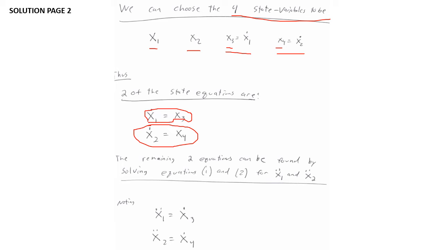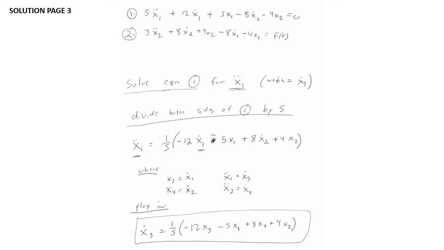Now for the remaining 2 equations, we can find these by solving equations 1 and 2 from the beginning problem statement for our x1 double dot and our x2 double dot, noting that x1 double dot is equal to x3 dot, and x2 double dot is equal to x4 dot. So now we want to go back for the next part of our solution and look at equations 1 and 2, rearrange and solve them for our x1 double dot and our x2 double dot. So that's what we do here.